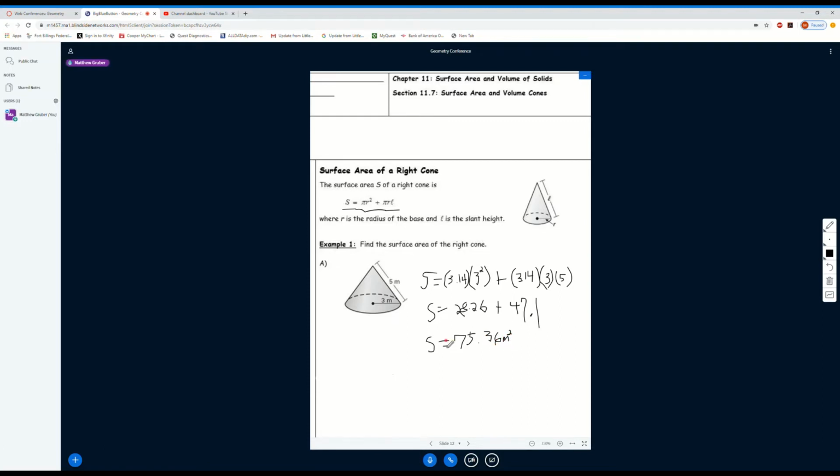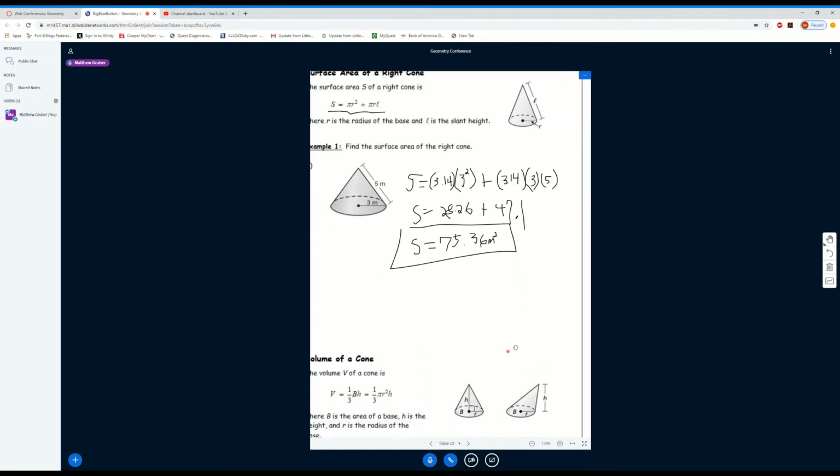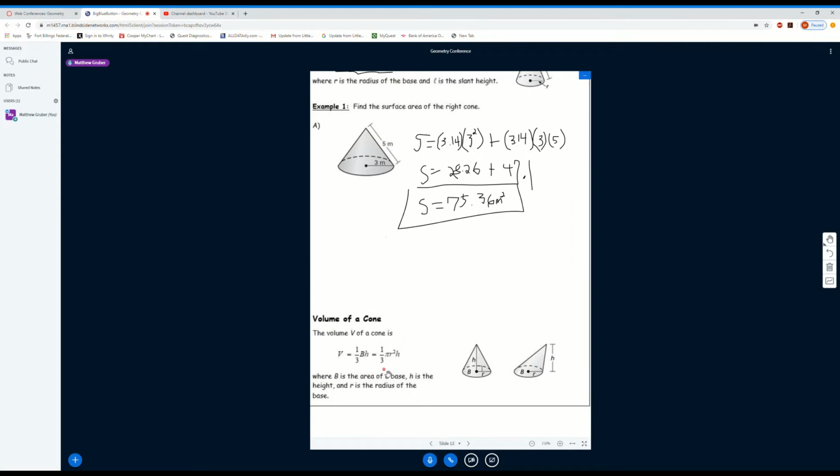It's a pretty straightforward formula. If you were given all this information, there's some more challenging problems where you have to use some things that we learned earlier in the year with right triangles, but we're really not going to get that in depth. Next, what about the volume of a cone? The volume of a cone is 1/3 pi r squared h, where h is the height of the cone. 1/3 pi r squared h. That's the volume of a cone.